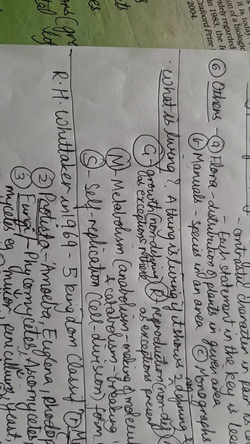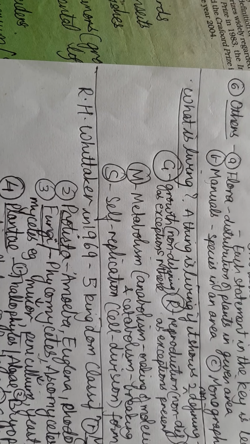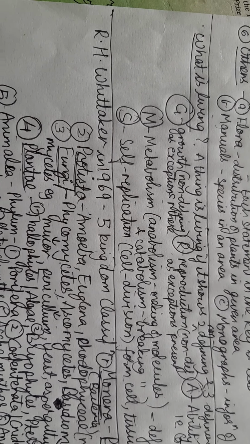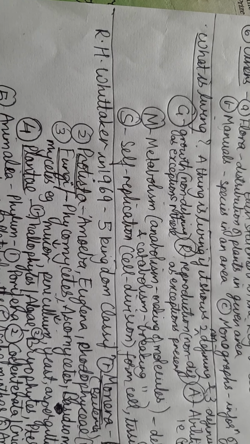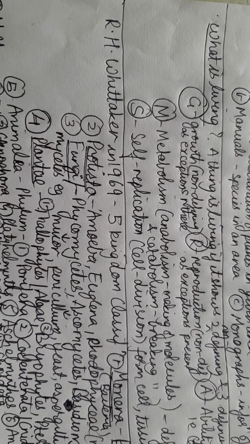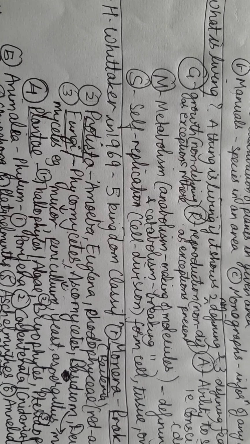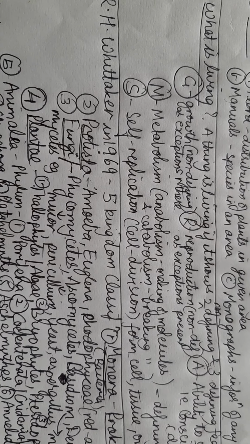Others include flora, which is the distribution of plants in a given area, and manuals where species are kept in an area, while monographs give information of any one taxon.